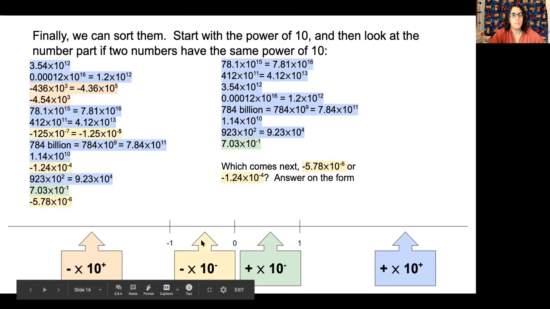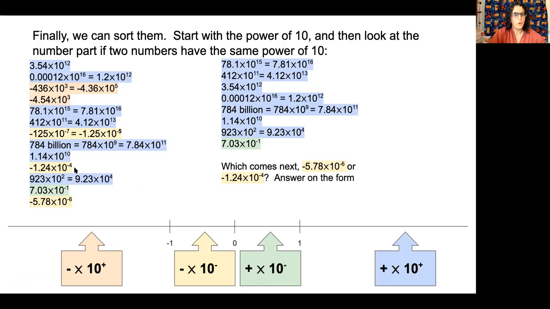And now I have to look at my yellow numbers. I've got a couple yellow numbers on here that I'm staring at. There's -1.24 times 10 to the -4th, and there's -5.78 times 10 to the -6th. And one of those two is going to come next. The 10 to the -5th number is in between them, but I have to decide which of those two comes next, which of those two is closer to 0. I want you to think about that and answer on the form.